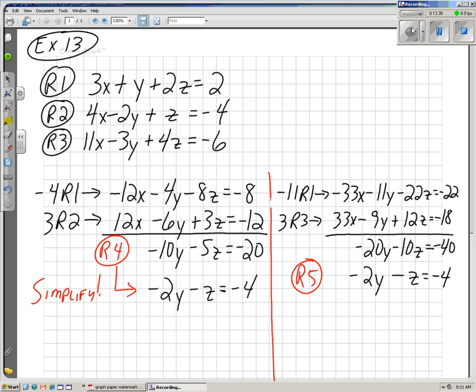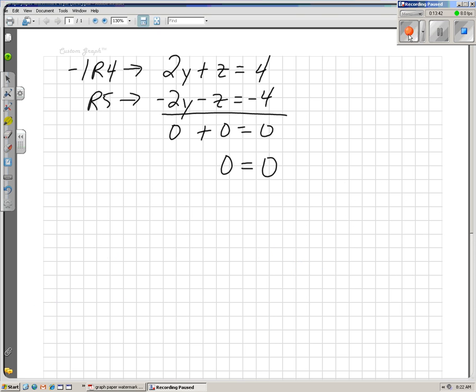Now I just add rows 4 and 5 to make the y eliminate. Uh-oh, look what happened. I was trying to find my z and everything eliminated out. But look at my situation here. 0 equals 0. That's not nonsense. That's a true statement. 0 does equal 0. So what does this mean? This means that there's a million solutions. There's a million numbers that work. Your three planes are going to meet in a line, and there's a million dots on that line that'll work.